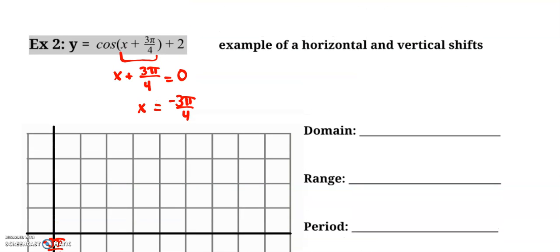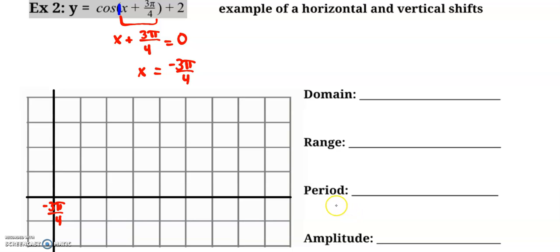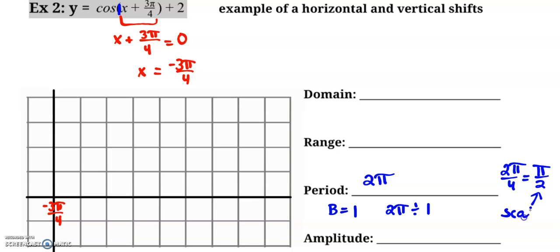Okay? So then I'm going to check a couple other things. I'm going to check this number in front of x, which is 1. So that's our b value. So if b is 1, if I take 2 pi and I divide it by 1, which might seem a little unnecessary, we notice that our period is 2 pi. And so our scale is going to be 2 pi divided by 4, or pi over 2. So that's our scale.